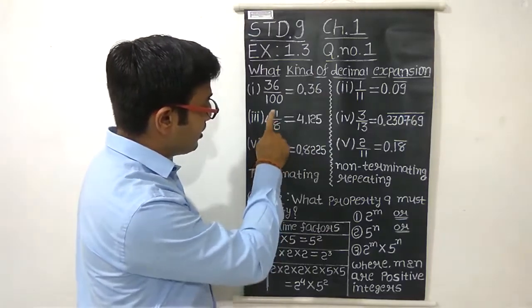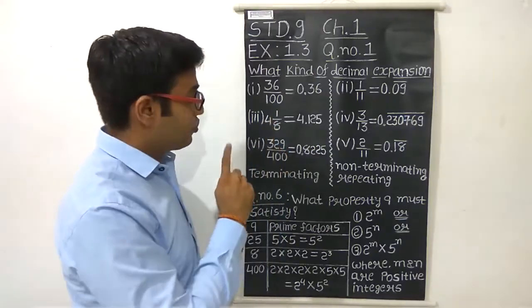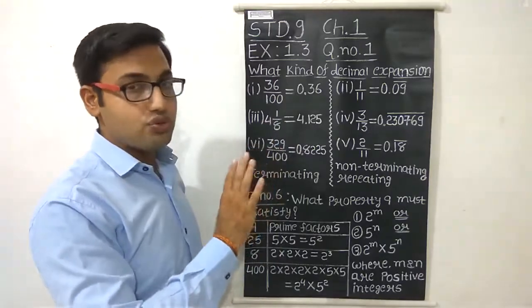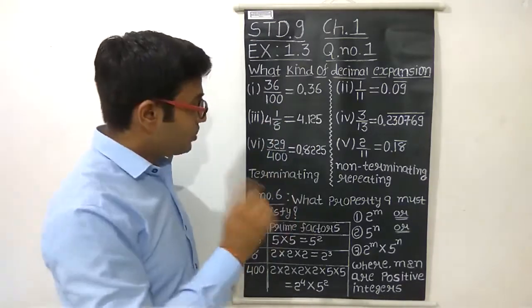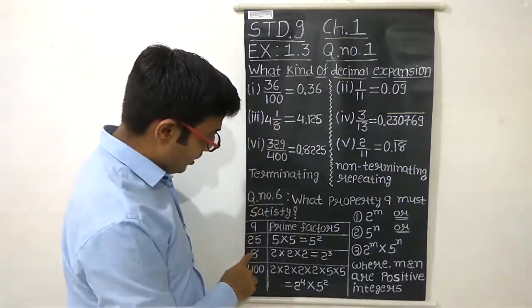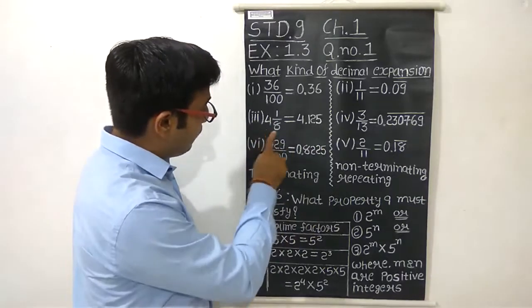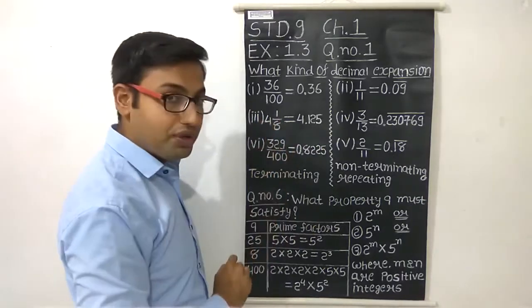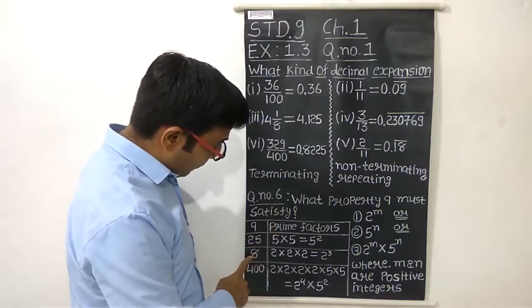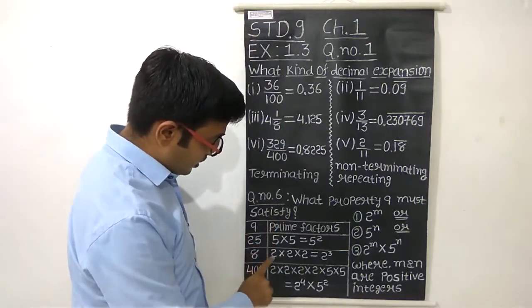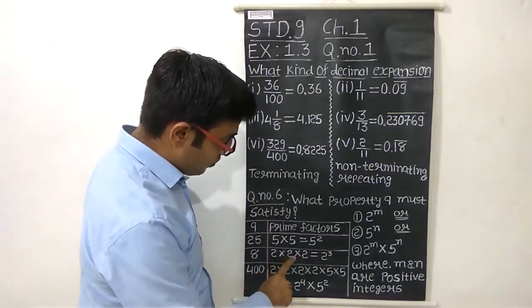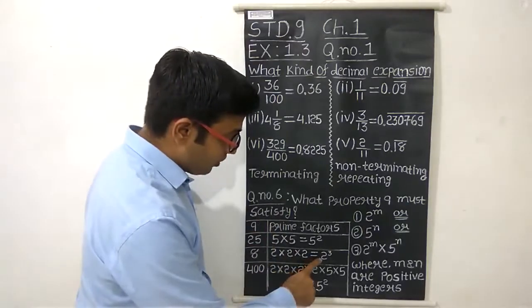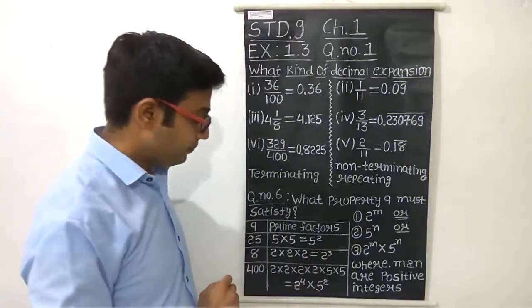The second one is 33 upon 8. 33 and 8 have no common factor other than 1, so we directly take 8. So our q in this case is 8. Q means the denominator. The prime factors of 8 are 2 multiplied by 2 multiplied by 2, that means 2 raised to power 3.